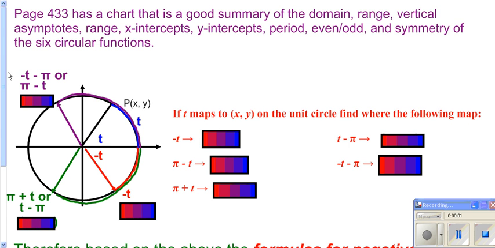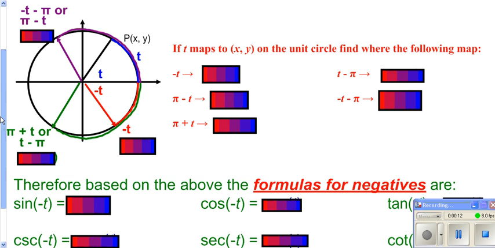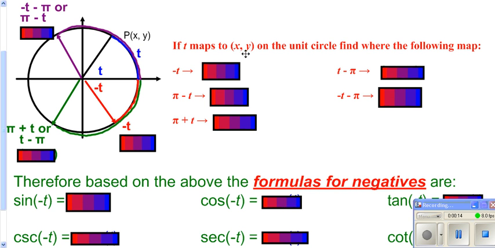If you go ahead and look at page 433 in your book, it'll have a good summary of what we were just referring to with the different graphs of our six trig functions. Now, let's take a look at this. We have a certain angle that goes to a point x, y. So we have our angle t, whether you think of t as being your angle here or the length of your curved arc on your unit circle does not really make a difference.